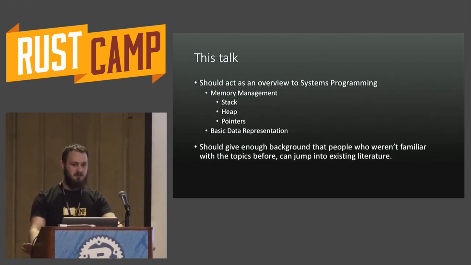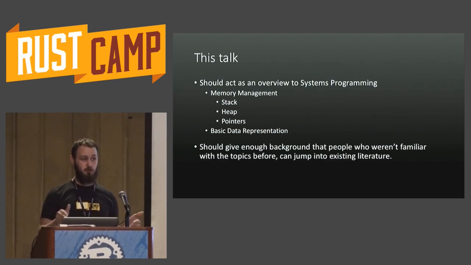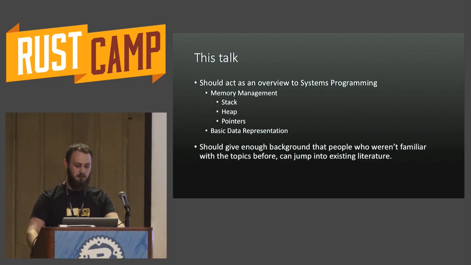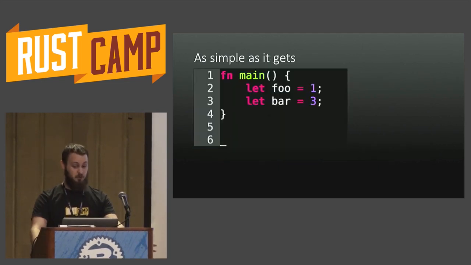So this talk is just going to be a basic overview of memory management and data representation in Rust. It should be a good overview for people who don't know any of it so that they can jump into existing literature and not feel scared. And for people who haven't worked with it in a while, hopefully it'll be a nice, fun way to refresh too. So let's start extremely simple.